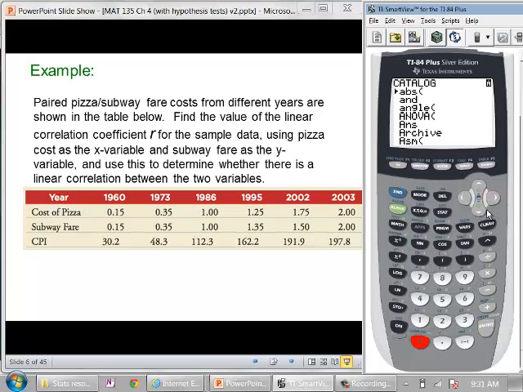then you get the whole catalog of functions, and we're going to scroll down to the function DiagnosticOn. So just go through this. It's in alphabetical order down to the D's.